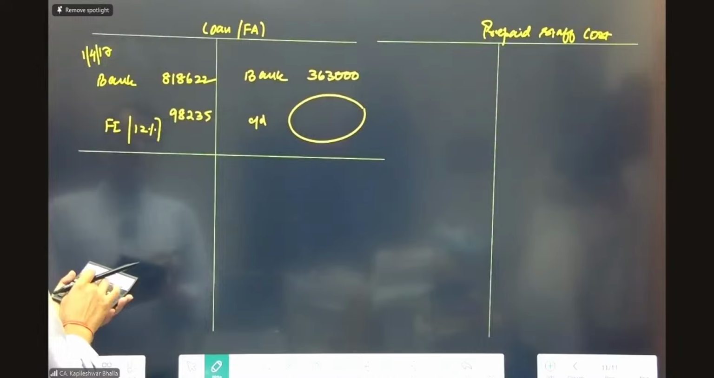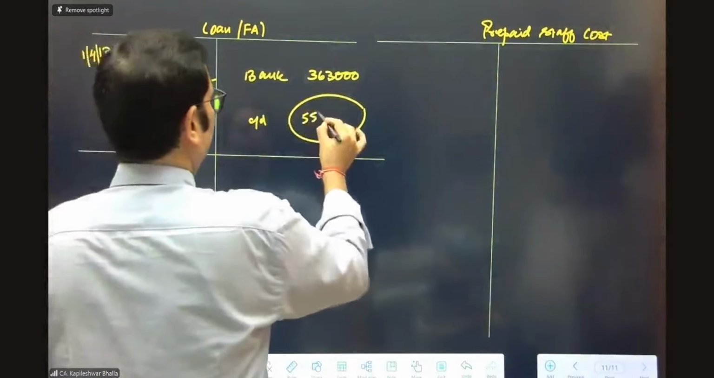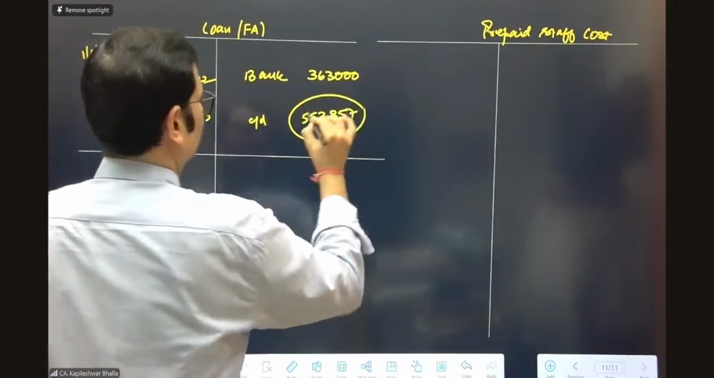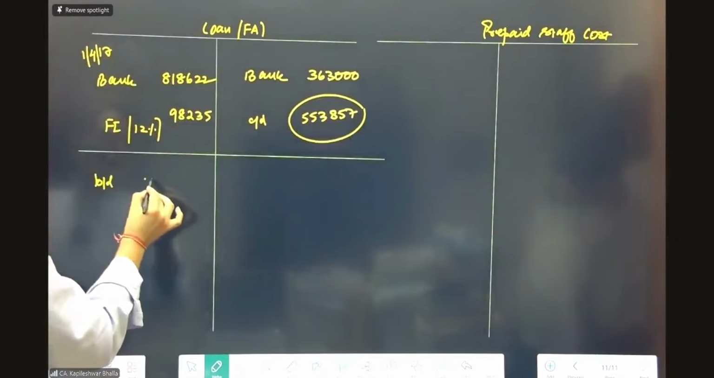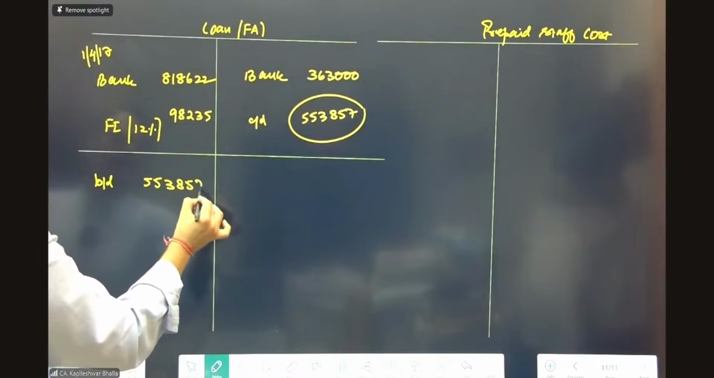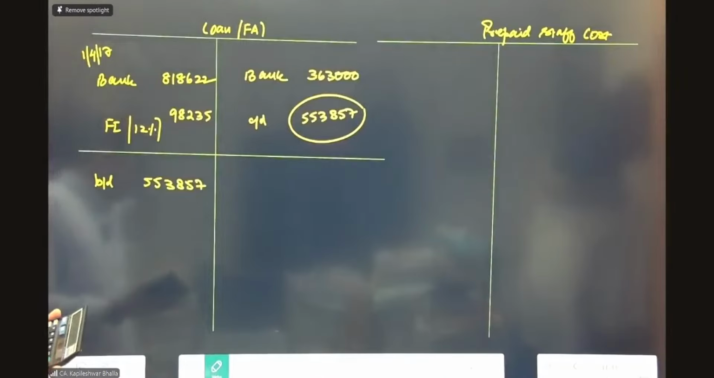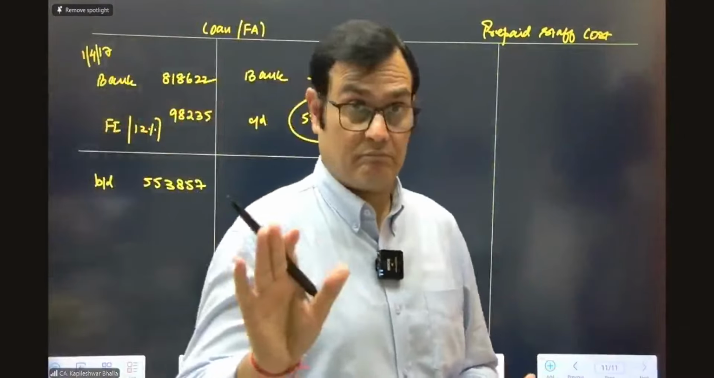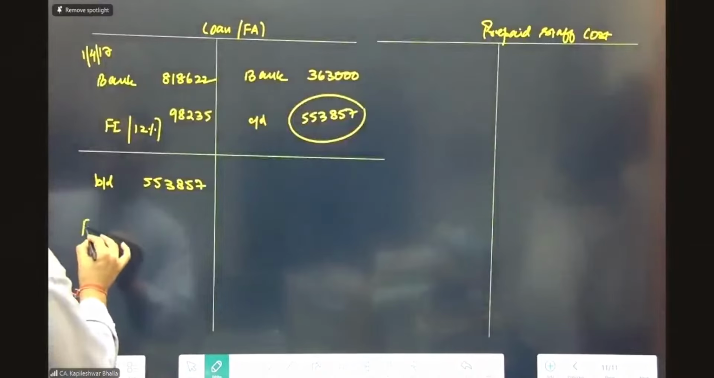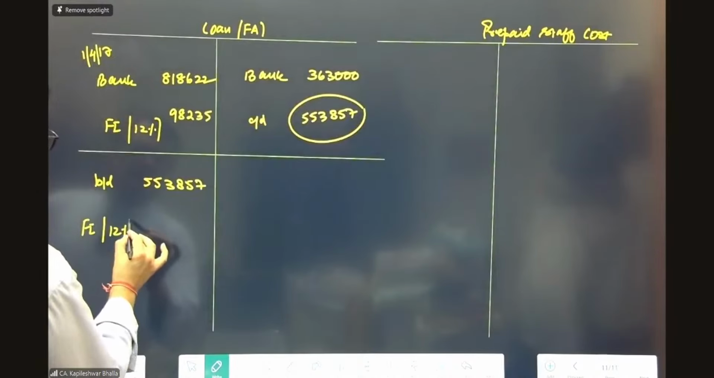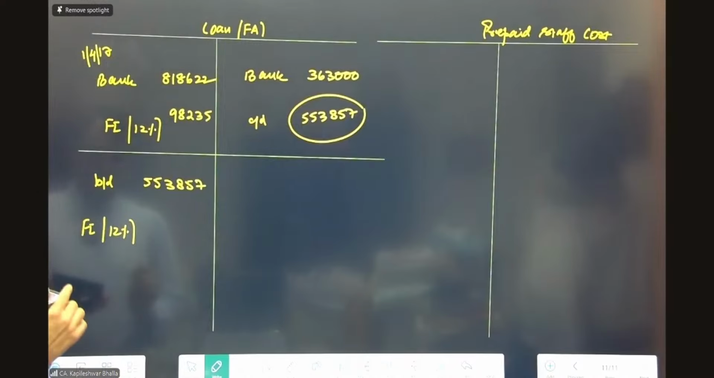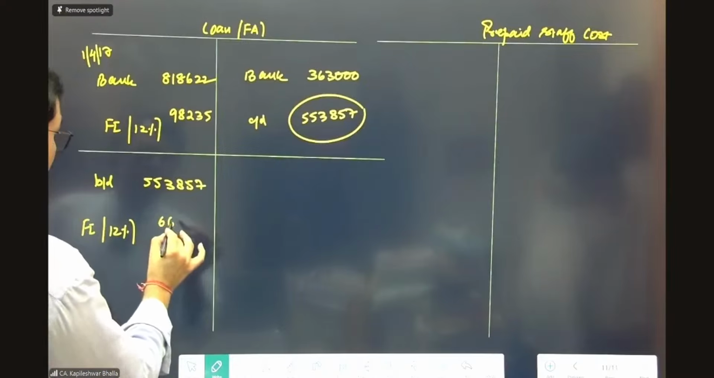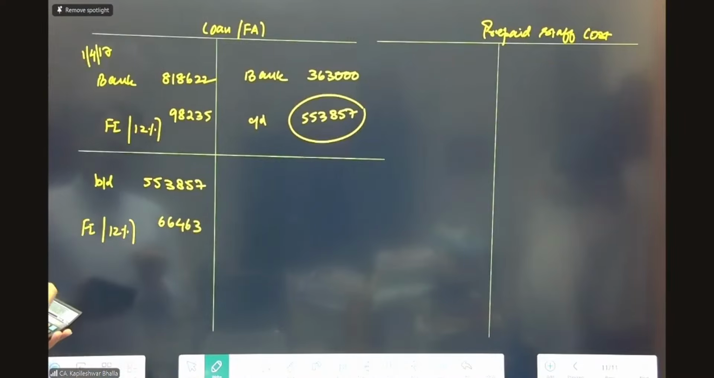So 818,622, 98,235 minus 363. This is 553,857. That becomes the balance BD. Okay, now this is the year when the repayment is done, but I think let's first calculate the finance income as usual at 12% unwinding. So we take a 12% interest on this. That is 66,463. That becomes the interest.